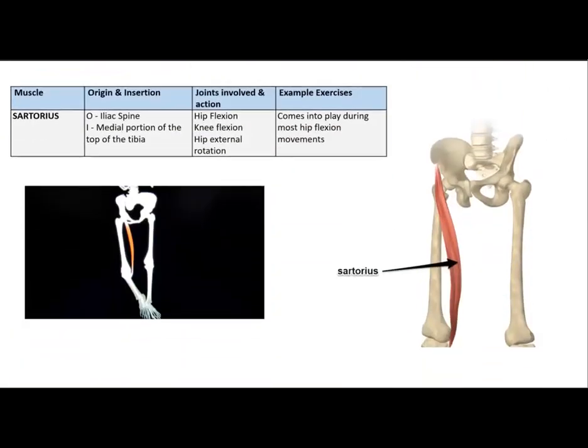There's another one called sartorius. This is actually your longest muscle in the body. It's the longest, not the strongest, but the longest. And you can see here, it also goes over your hip. So it is in theory also part of your hip flexors. So this one is your sartorius.